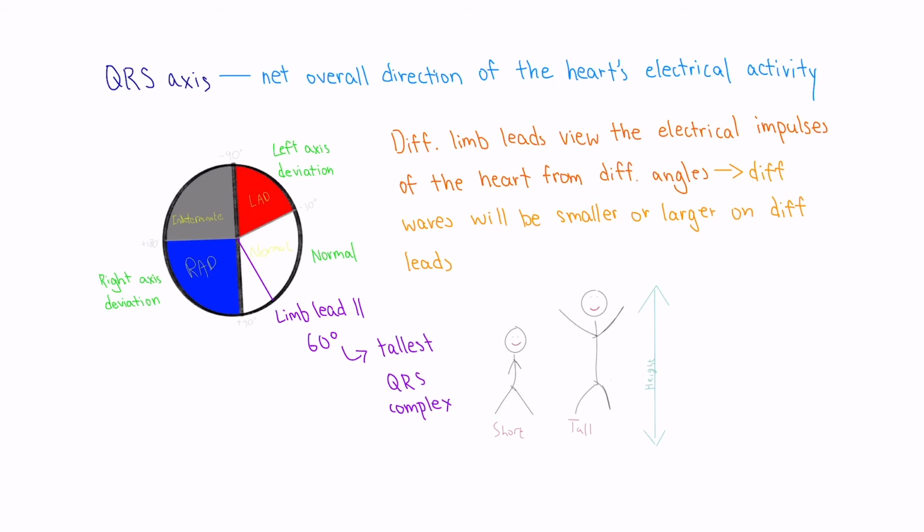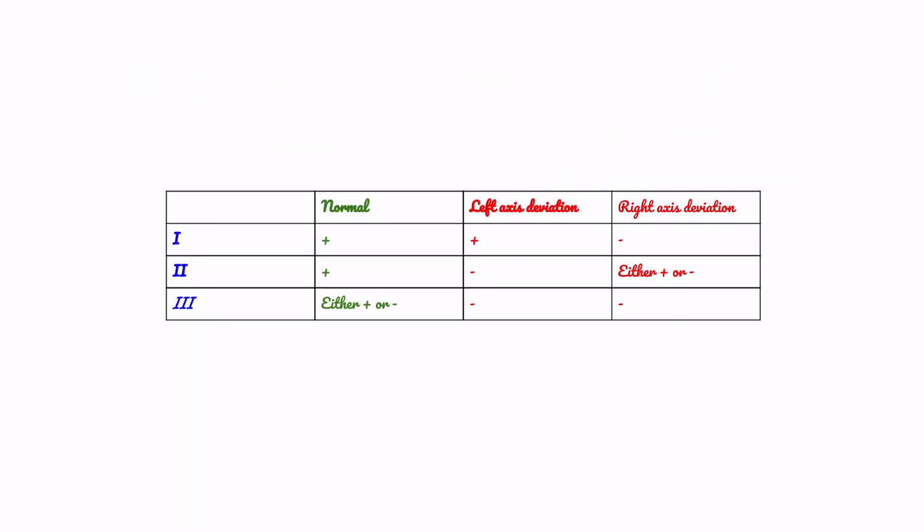You do not need to memorize the angles that the different leads show, but it is useful to know limb leads 1, 2, and 3, because they will be used in the next section of this video and in clinical practice. Limb lead 1 is horizontal at 0 degrees, and limb lead 3 is within the right axis deviation segment at 120 degrees. To tie things all together, here is how you use leads 1, 2, and 3 to calculate the axis.